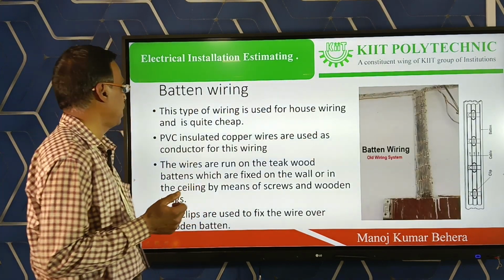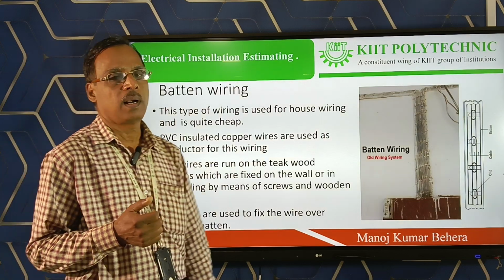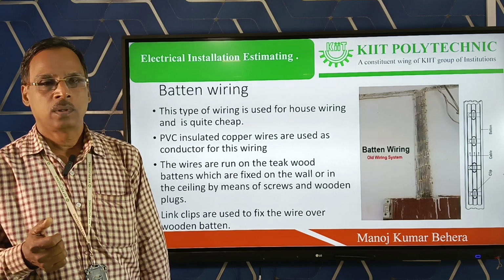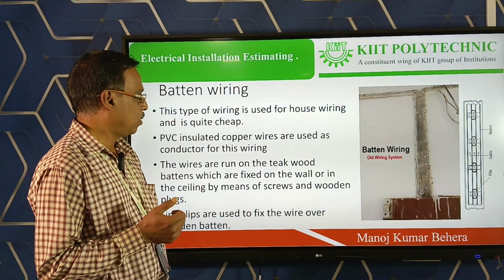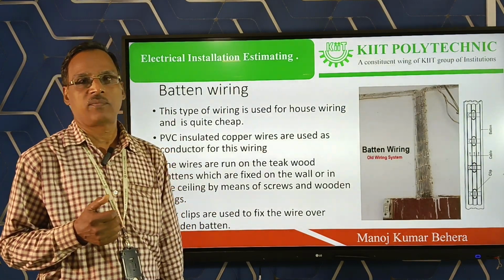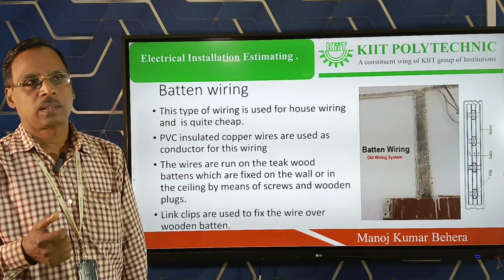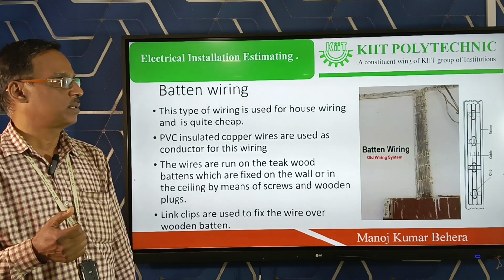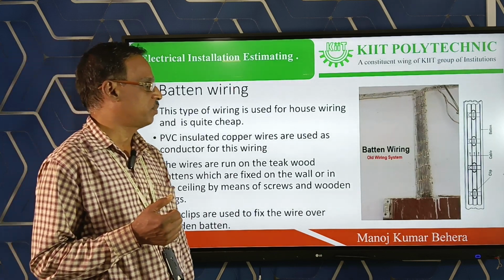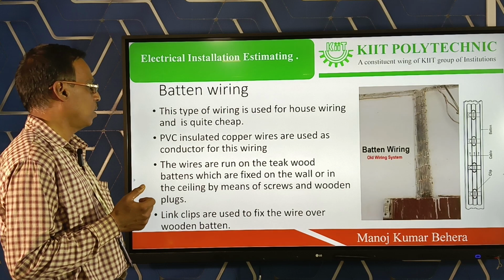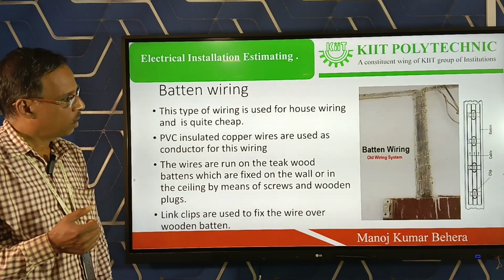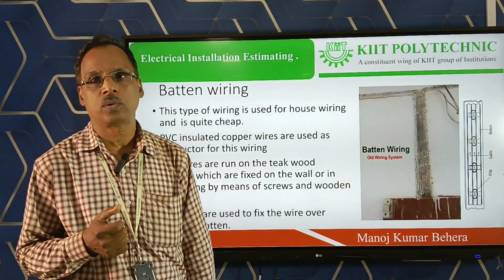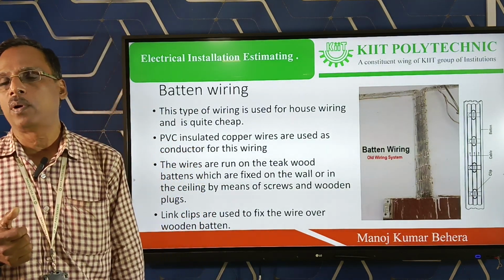Next type of wiring is batten wiring. But nowadays batten wiring is outdated. Earlier it was used. There are wooden battens fixed on the wall. These run parallel to the roof and are fixed with nails. Different link clips are used to fix the PVC wires over this batten. Different sizes of battens are used according to the cable it can carry.